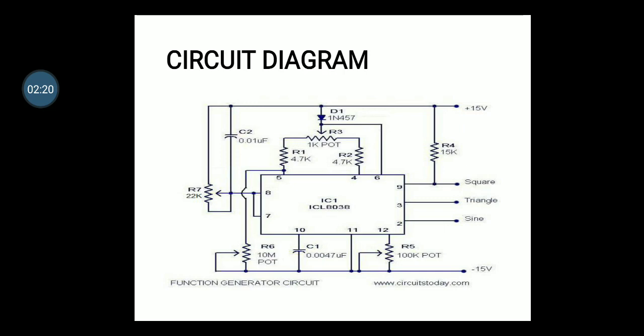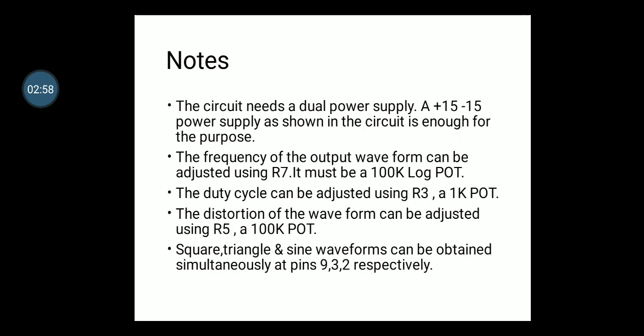This is the circuit diagram of an ICL8038 function generator. It has capacitors and resistors interconnected. Simplifying it into a block diagram, inside this we may have comparators CMP1 and CMP2, and also a buffer and a wave shaper.